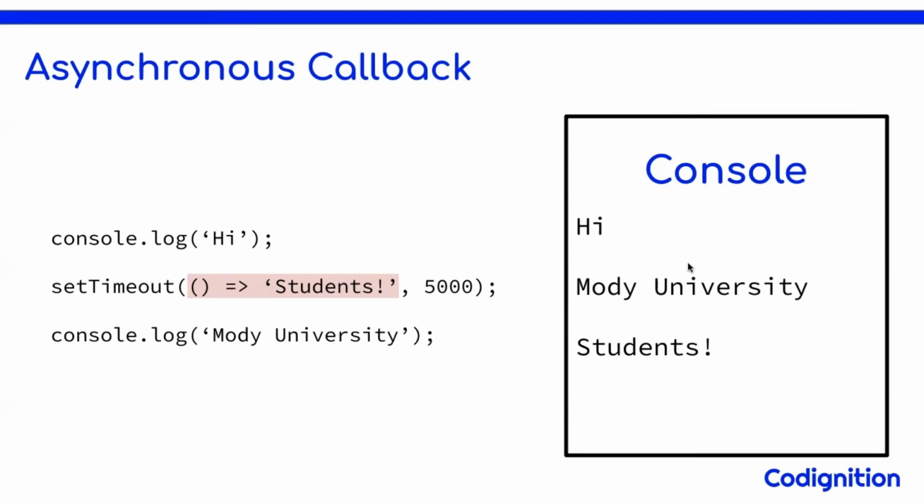We have already discussed this. First, it will come here. It will print hi. Then it will go here, setTimeout. It will wait for 5 seconds. And then it will print Modi University first. Then your 5 seconds is still running, spinning somewhere. And then after 5 seconds, out of the box, this pops up and prints to the console.